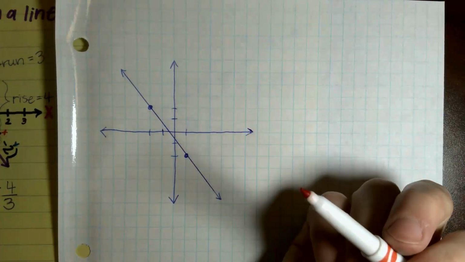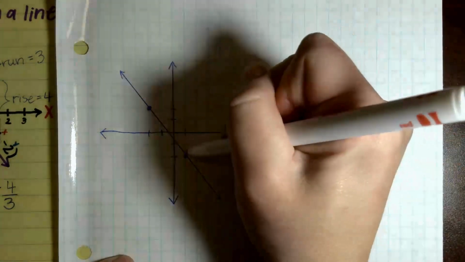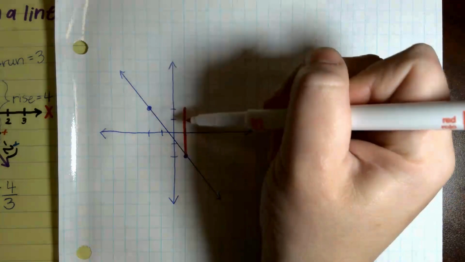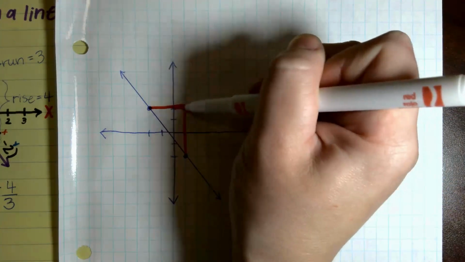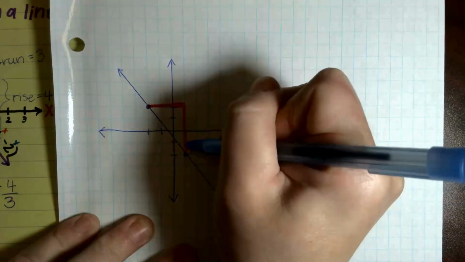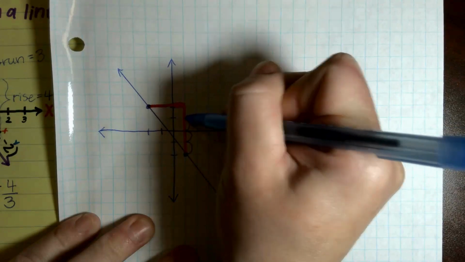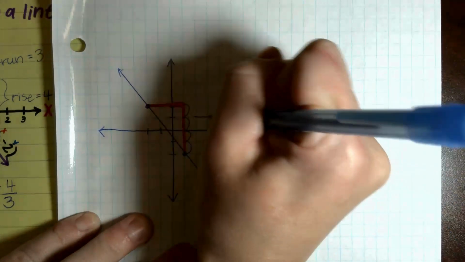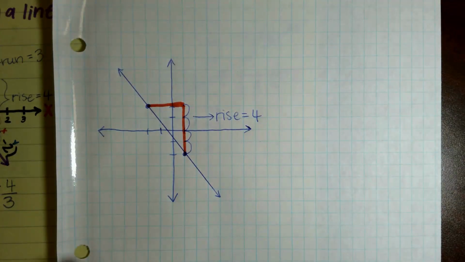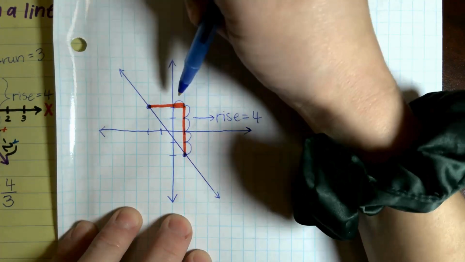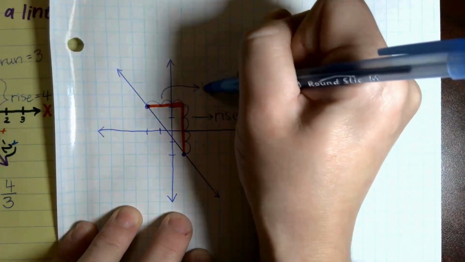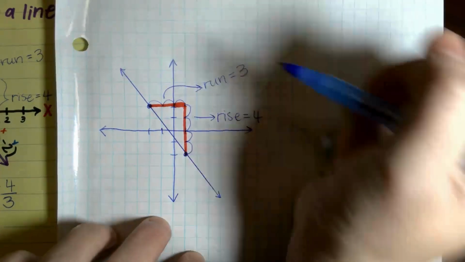So we're going to count our rise, and then we're going to count our run. My rise, again, is just how far up we go. And my run is how far over, or left to right, we go. Then we're just going to count each of the points. We've got 1, 2, 3, 4 for my rise. So I've got rise equals 4. And then my run, I did the same thing. I'm going to count 1, 2, 3. So my run is 3.